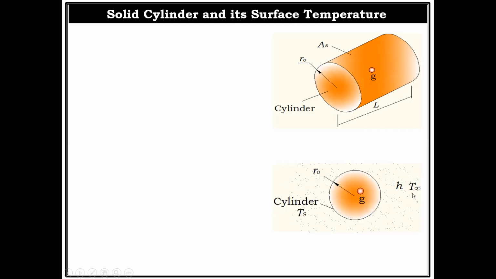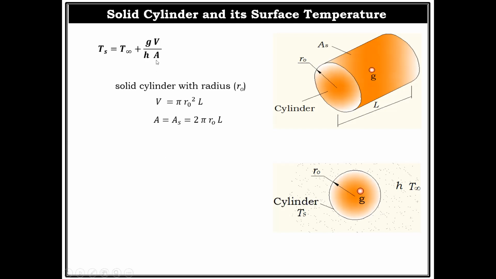If I draw a cross section, this is a cylinder having a heat generation source, with outer radius RO. The cylinder surface is at Ts temperature, surrounding fluid having convective coefficient H and temperature T infinity. Now the general equation, we know that surface temperature is equal to T infinity plus GV upon HA. Now for this particular cylinder, what is the volume? So volume is pi RO square L. This is the total volume. And what is the area?